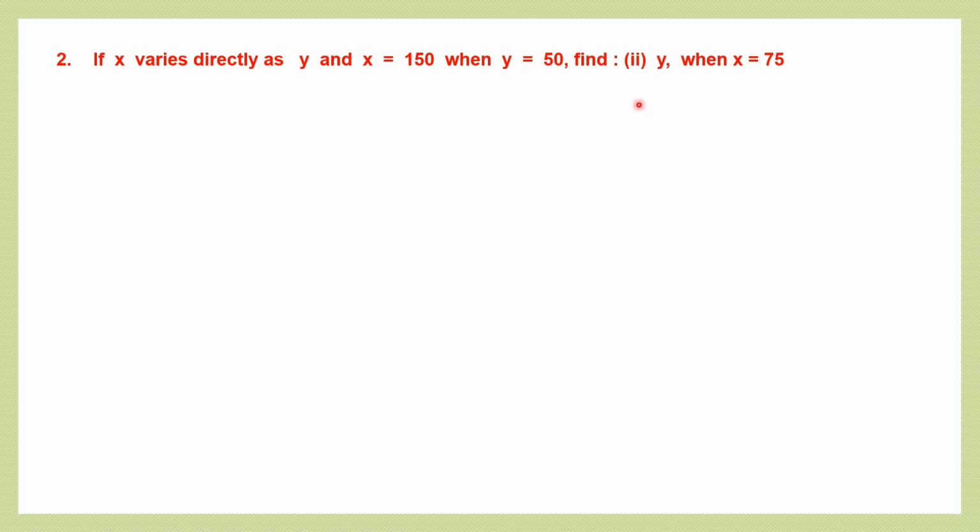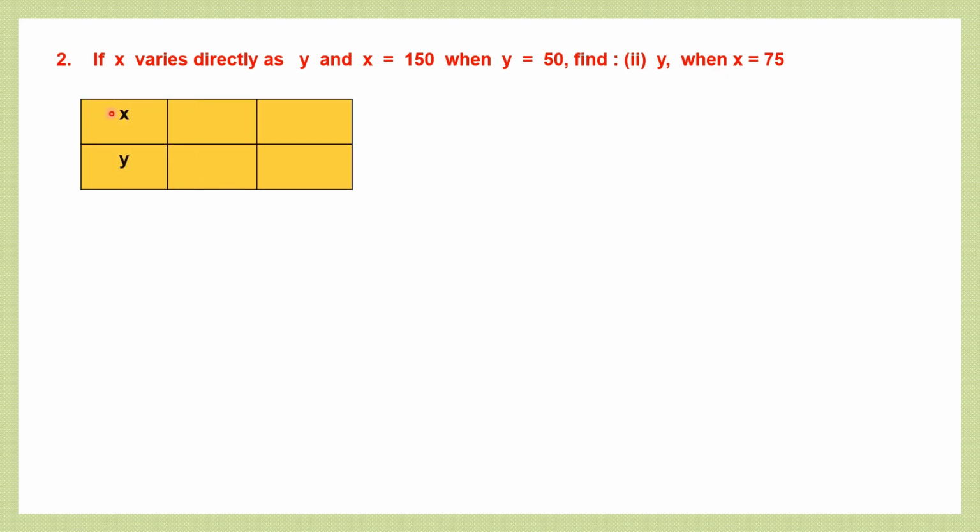It's the same question, the second part. This time we have to find y when x is 75. Okay, so let's have the table x and y. And here what does it say? When x is 150, y is 50. So x is 150, y is 50. And here we have to find y when x is 75. So x is 75, we have to find y. We'll call it y itself since we already have an x.